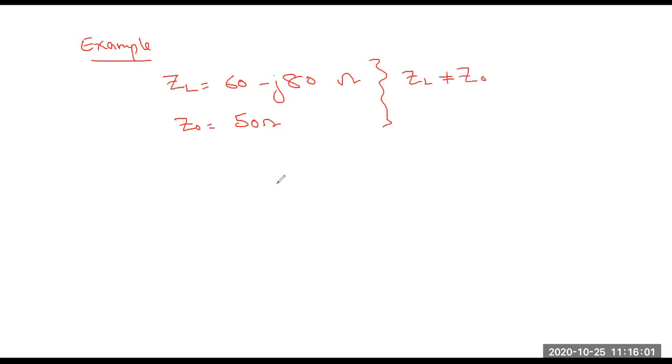The example that we are going to solve step by step is for this situation: there is a load which is equal to 60 minus j80 ohm. It is connected with a 50 ohm transmission line. Even from this information, you can clearly see that ZL is not equal to Z naught, so we have an impedance mismatching problem.